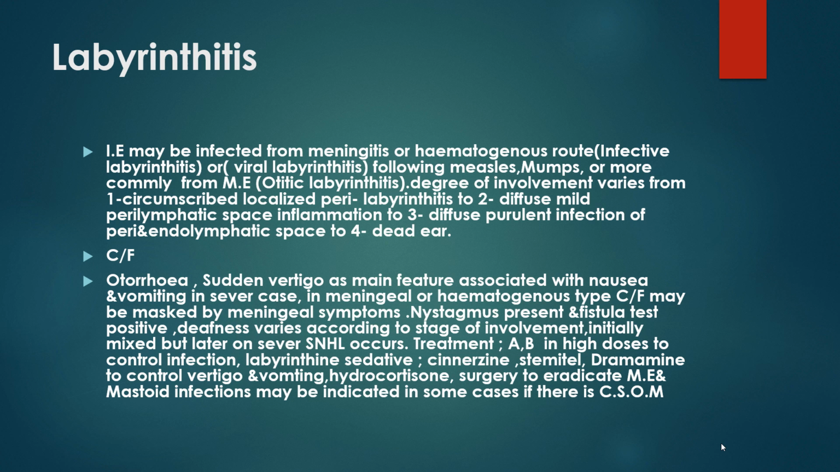Deafness varies according to the stage of involvement. Initially it may be mixed deafness, but later on we get severe sensorineural hearing loss. For treatment, we have to give antibiotics in high dose to control infection, and labyrinthine sedatives. We use cinnarizine, stemetil, and dramamine to control vertigo and vomiting. Hydrocortisone may be useful in some cases. Surgery to eradicate middle ear disease and mastoid infection may be indicated in some cases if there is evidence of chronic middle ear infection.